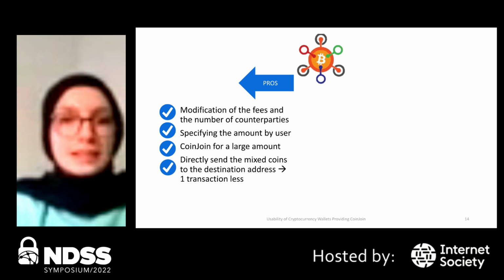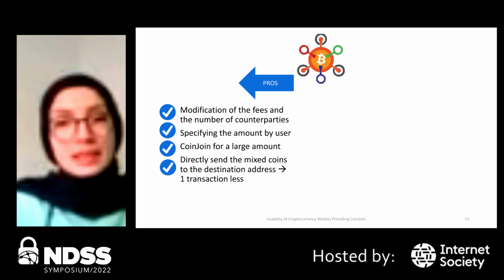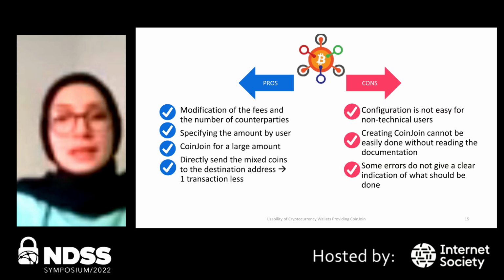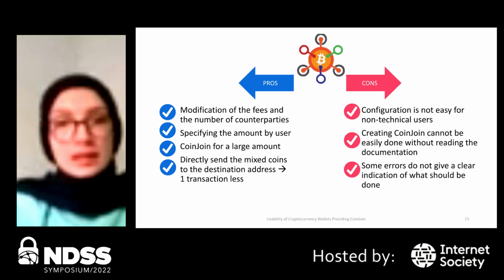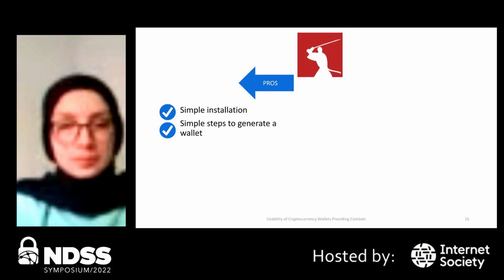And Joinmarket can be identified as the most expert-accommodating wallet, as Joinmarket configuration is not easy for non-technical users, and creating CoinJoin cannot be easily done without reading the documentation and searching on the internet when an error occurs. Some errors do not clearly indicate what should be done to handle the error.